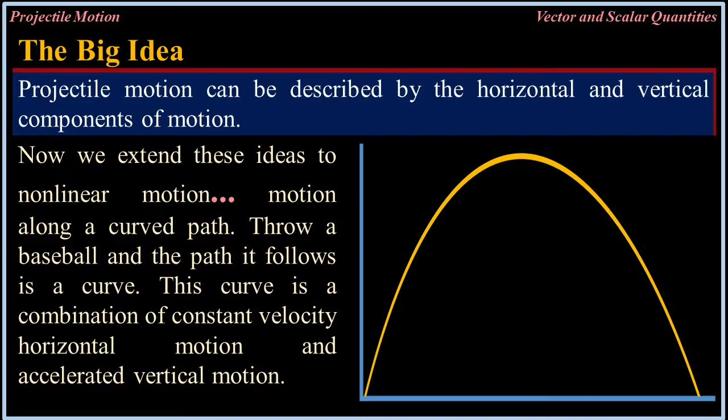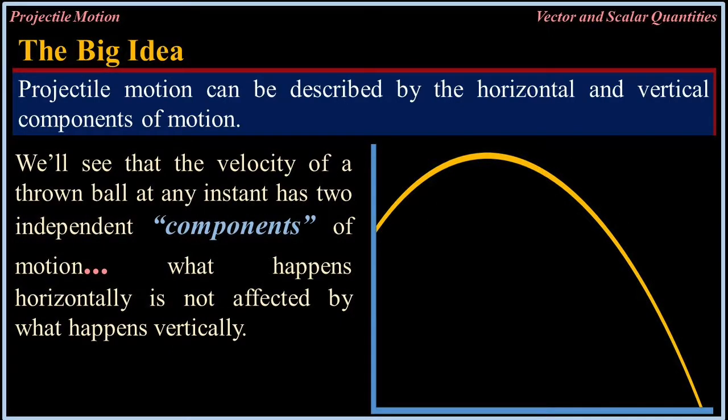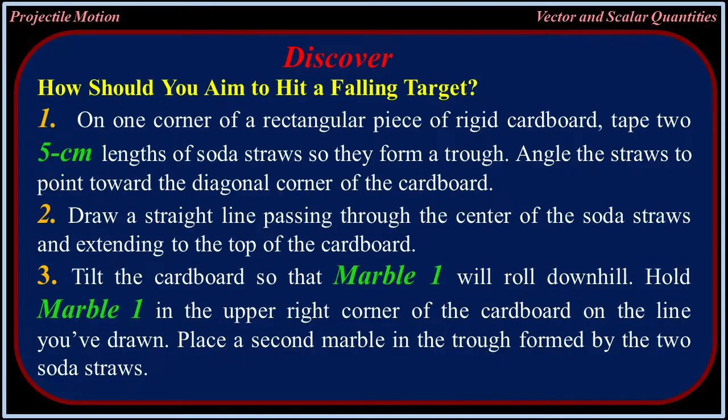This is the second type. This is type 2 projectile motion. That's what the picture is, the graph picture on the right. And this is type 3 projectile motion. We'll see that the velocity of a thrown ball at any instant has two independent components of motion. What happens horizontally is not affected by what happens vertically. So there are three types of projectile motion we will study: types 1, 2, and 3.